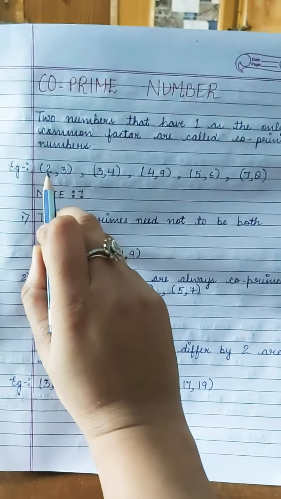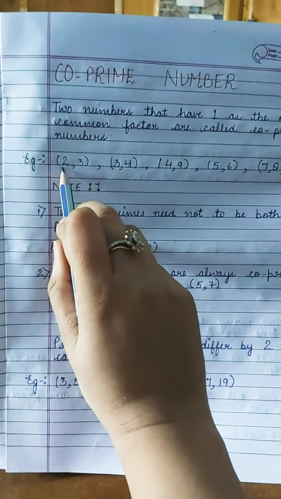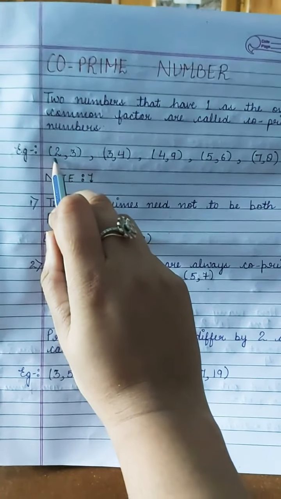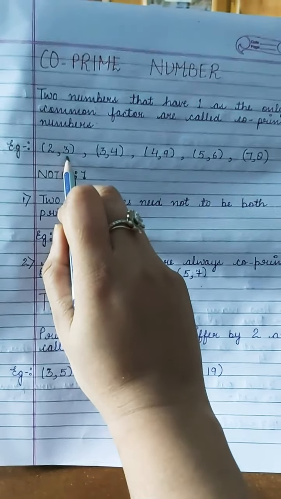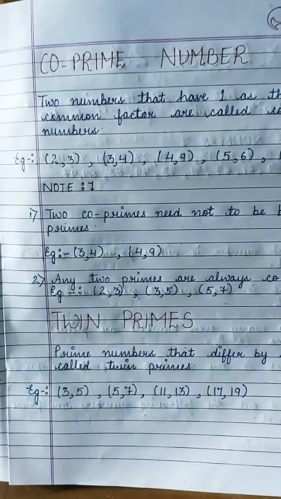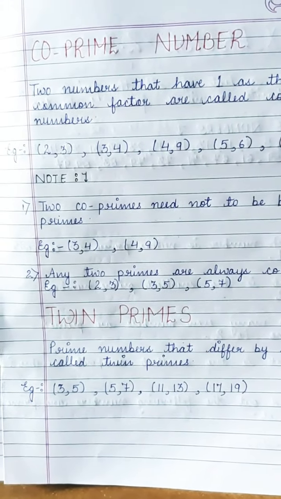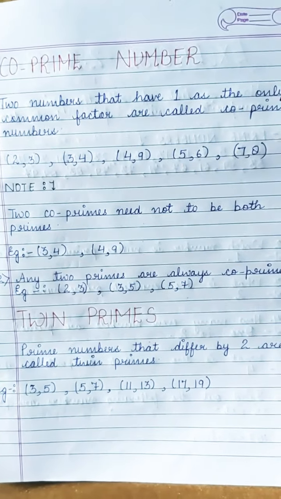Now, see here, we are observing two numbers, 2 and 3. Now, 2 has only two factors, 1 and 2, and 3 is also having two factors, 1 and 3. So the common factor is what? The common factor is 1. So 2 and 3 have only one common factor, that is 1. That is why they are co-prime.